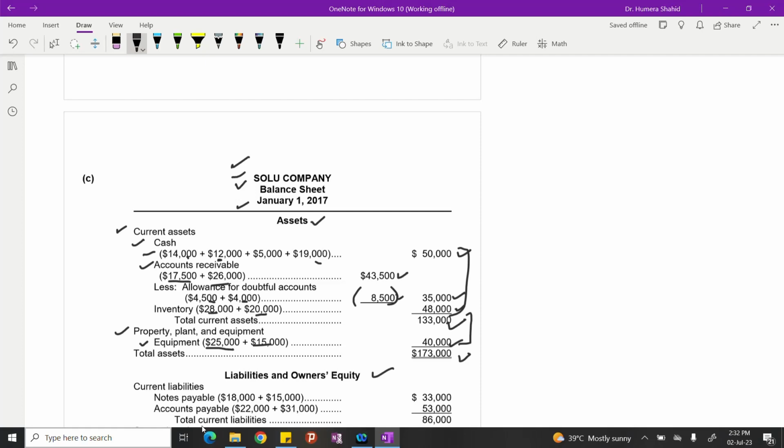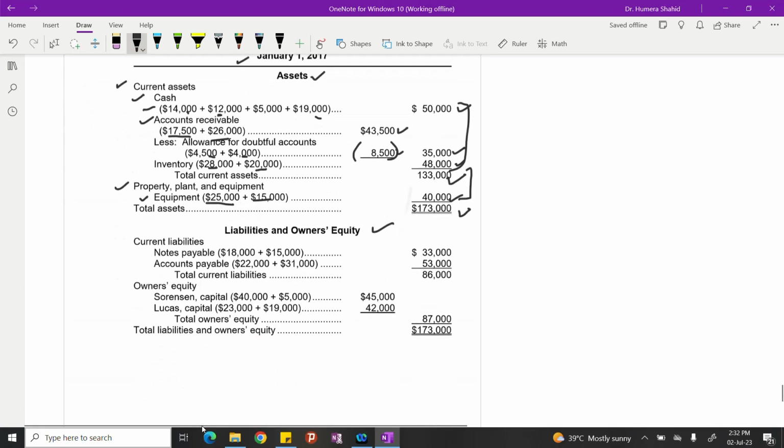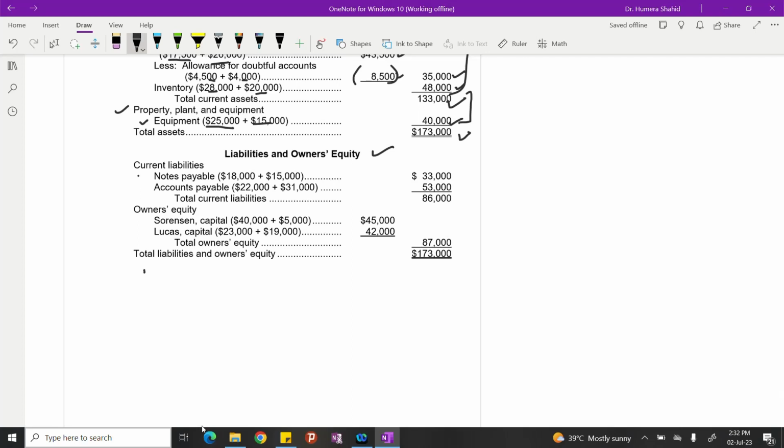Moving on towards the liabilities section, the first journal entry has given the notes payable of 18,000 and the second journal entry gave us notes payable of 15,000. I added them and they are 33,000. Accounts payable are 22,000 plus 31,000, so 53,000. So total current liabilities are 86,000.